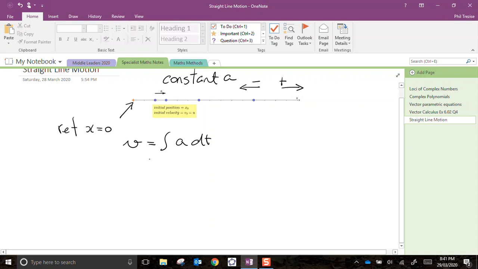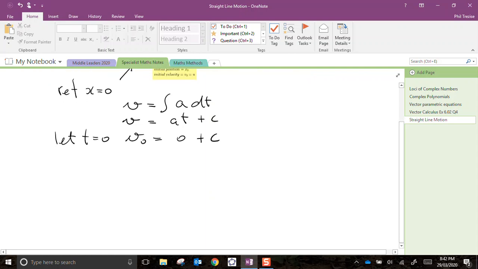So one-dimensional motion is a little bit easier because we don't have to worry about i and j components. Now, how will this look? Well, the integral of a dt is at plus a constant, and this will be our velocity. Now, what does the constant evaluate to? Well, the initial velocity is sometimes called v naught, sometimes called u. So I'll let t equal 0. In other words, my initial velocity applies. A times t would be 0, and so the constant of integration is the initial velocity.